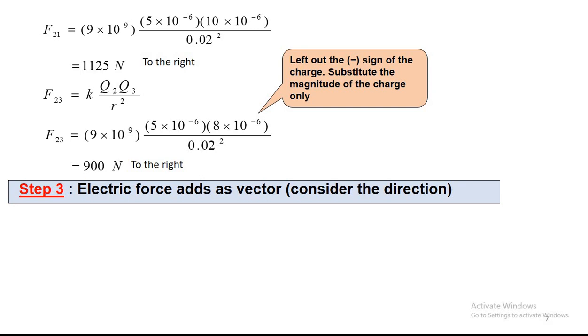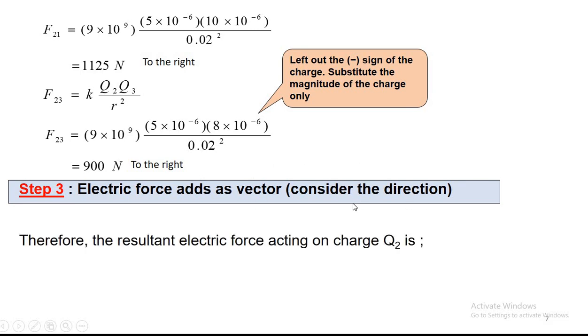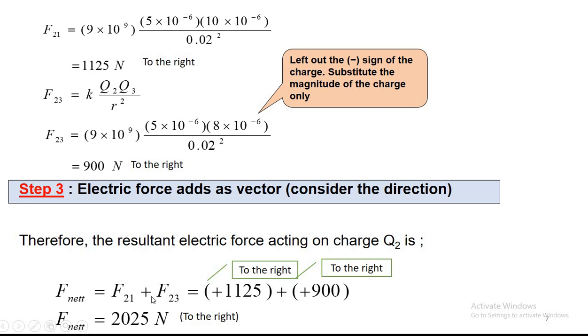Step 3. Electric force acts as a vector, so you need to consider the direction. Therefore, the resultant electric force acting on Q2 is F net equals F21 plus F23, equals positive 1125 to the right plus positive 900. Positive here represents the direction of F23 to the right. So F net equals 2025 Newton to the right.